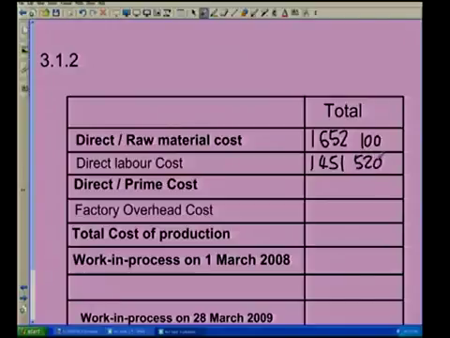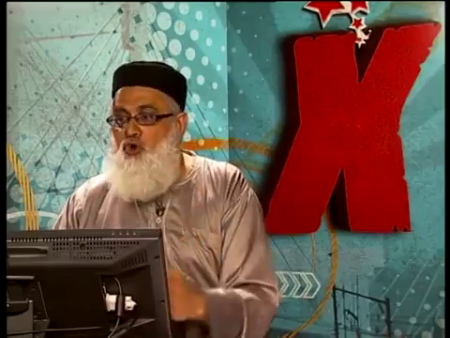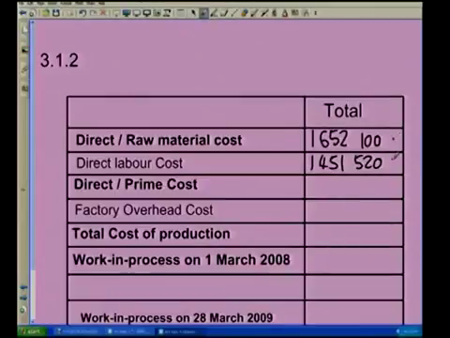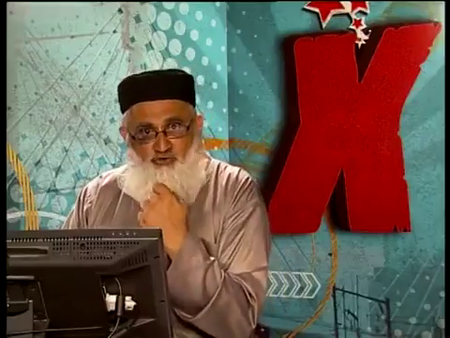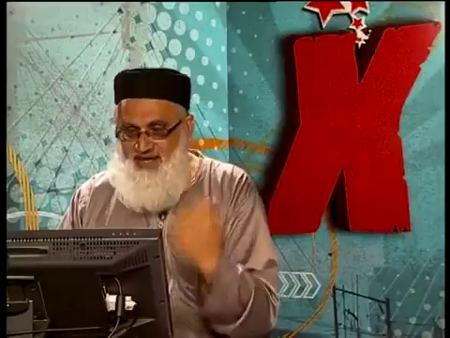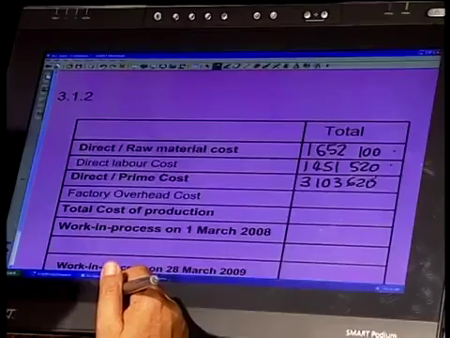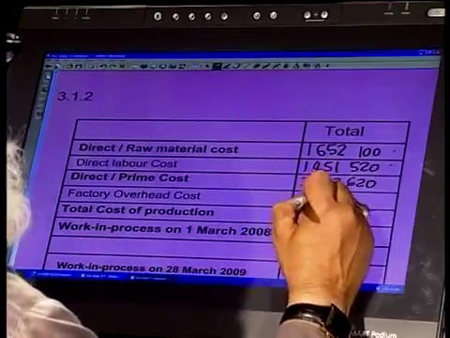We've also calculated our direct labor cost, haven't we? What was it? It was 1,451,520. Okay? What are we now going to do? We're going to add these two components. Which ones? My direct material plus my direct labor to give me my prime cost of production, which is 3,103,620. What did I do? I added that plus that to give me that figure.